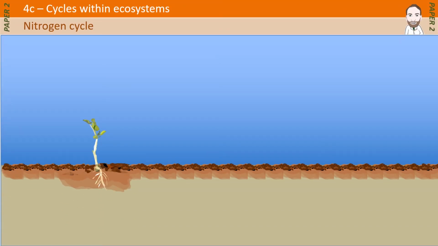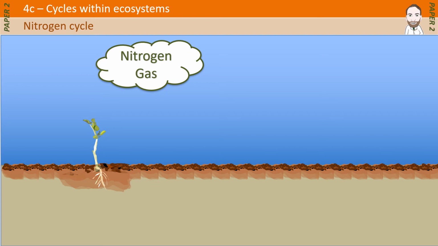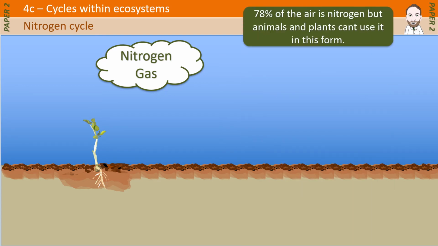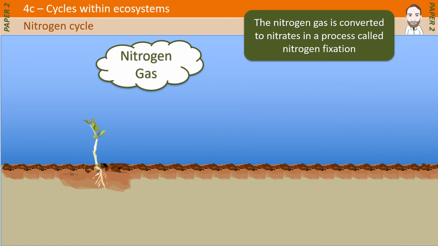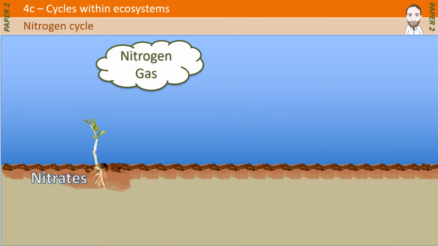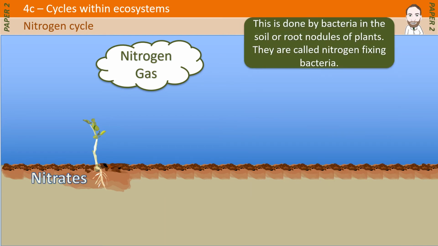Nitrogen cycle. Nitrogen is a very important element in many biological compounds. It's found in DNA, proteins, amino acids, vitamins and so forth. 78% of the air is nitrogen, but it's unreactive, therefore we rely on bacteria to convert it. Nitrogen gas can be converted into nitrates through a process called nitrogen fixation. Bacteria found in the soil and the roots of leguminous plants carry out this process. These bacteria are known as nitrogen-fixing bacteria.